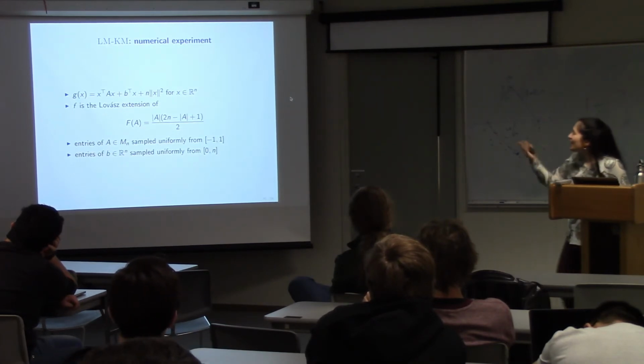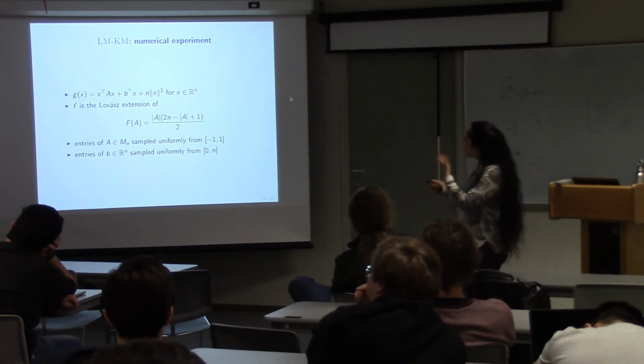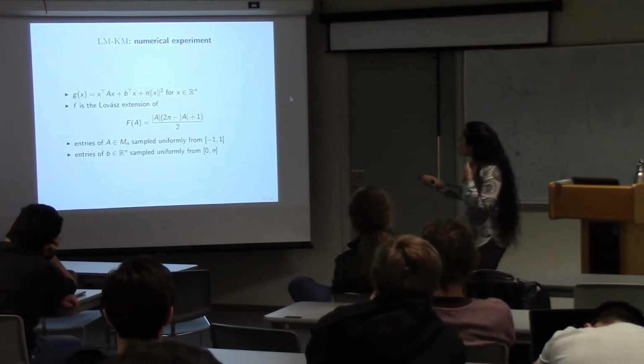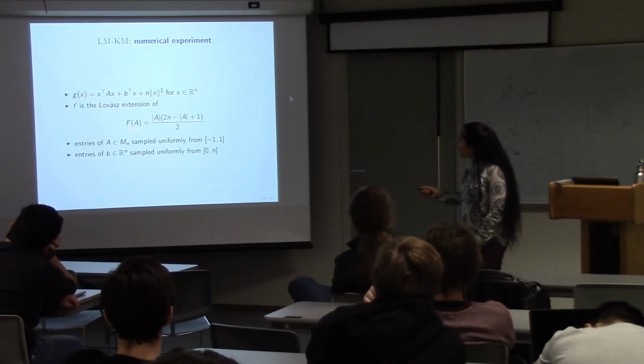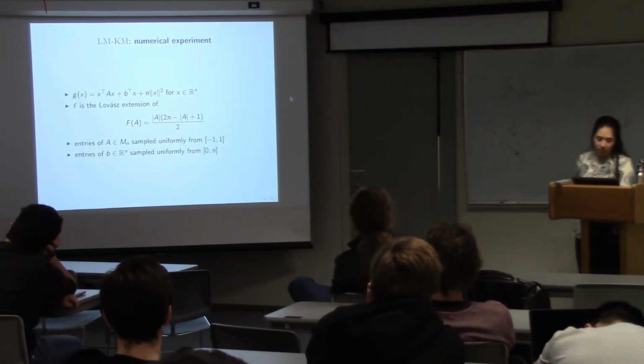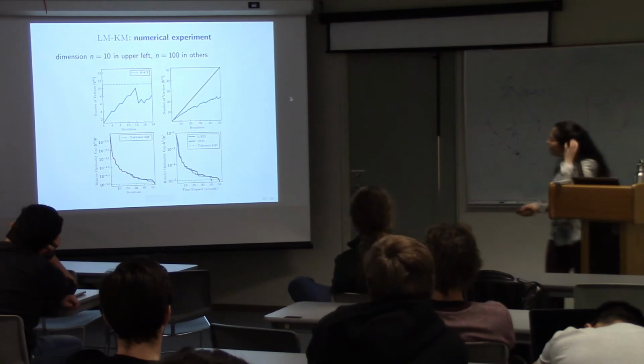Okay, so how does that actually work in practice? Let's take a look. Here's a simple simulated problem. We're going to generate a random function g of x that's smooth and strongly convex. We're going to make our little f the Lovász extension of this submodular function. It's a random setup. How does it work?